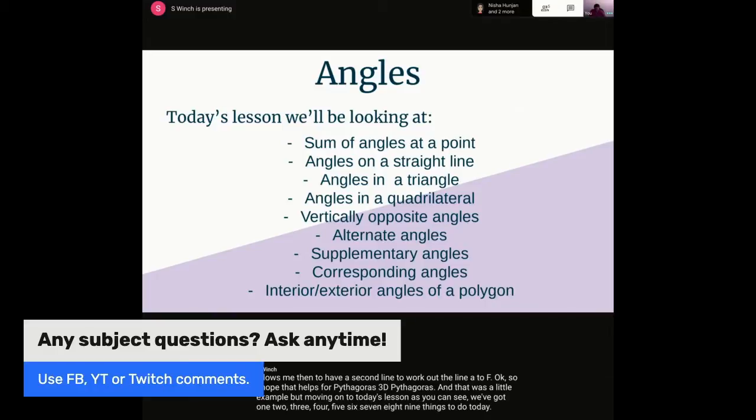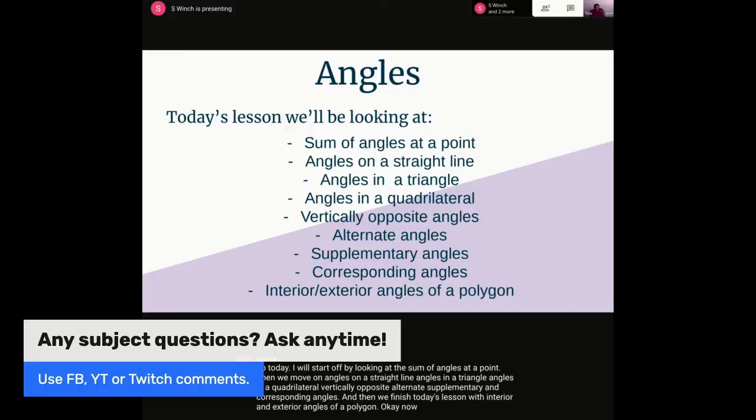Today, we start off by looking at the sum of angles at a point, then we move on to angles on a straight line, angles in a triangle, angles in a quadrilateral, vertically opposite, alternate, supplementary, and corresponding angles. And then we finish today's lesson with interior and exterior angles of a polygon.